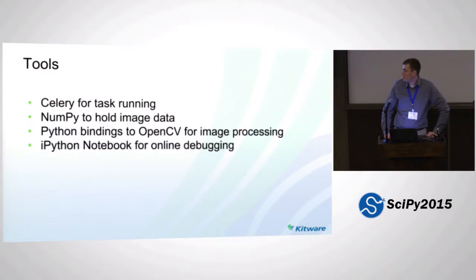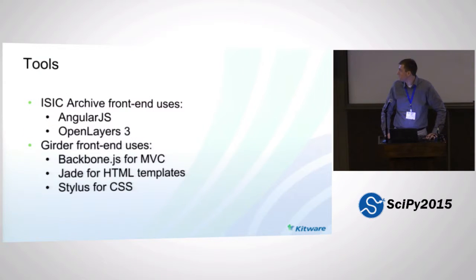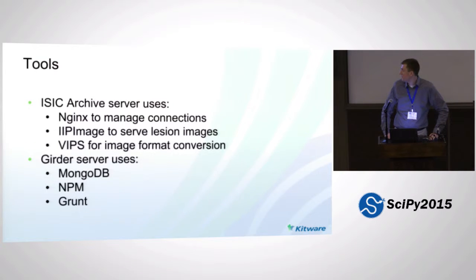Internally, we use Celery to manage a lot of the long-running tasks. Like I mentioned, NumPy and Python OpenCV to do a lot of the image processing. IPython Notebook has been really nice for just debugging things and exploring our data. But I definitely want to make some better use of it for more user-facing things as well in the future. Here's some more front-end technologies. This is more web stuff.